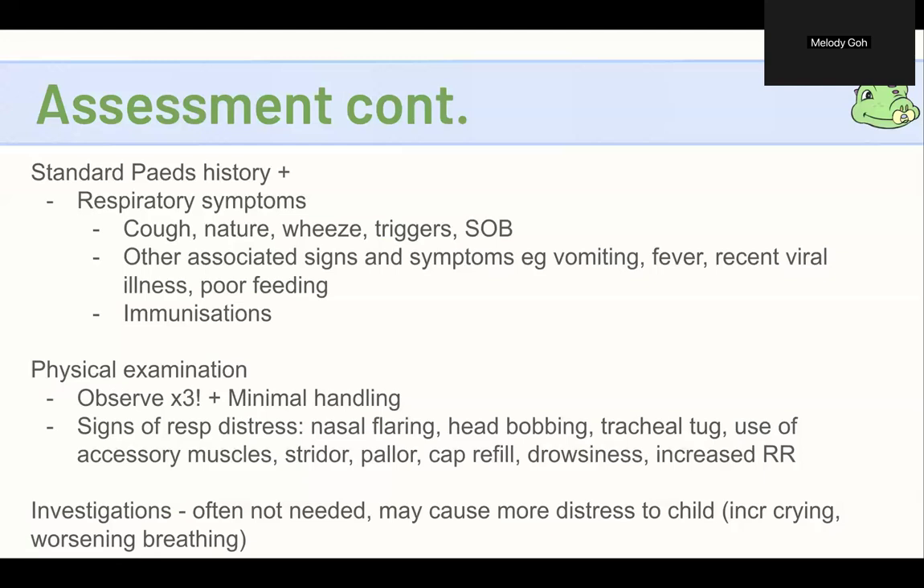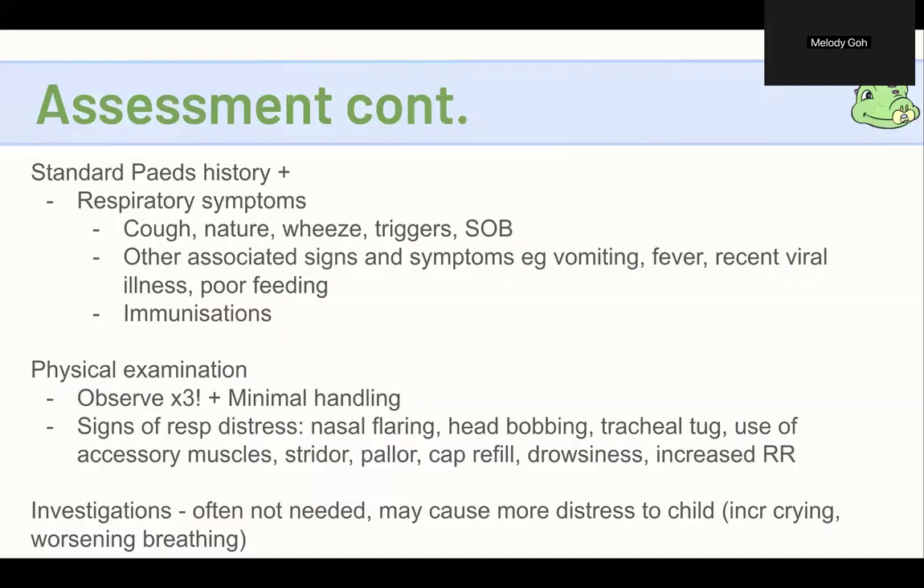In terms of physical examination, I think the most important is actually to observe the patient. I can't stress that enough, and minimal handling of the child because you don't want to agitate them any more. They're obviously very uncomfortable, having trouble breathing. If you're constantly trying to examine them, touching them, you might actually make them cry even more, and that would obviously make the breathing worse.